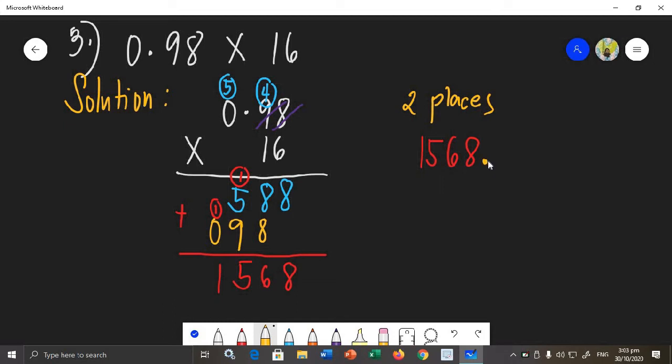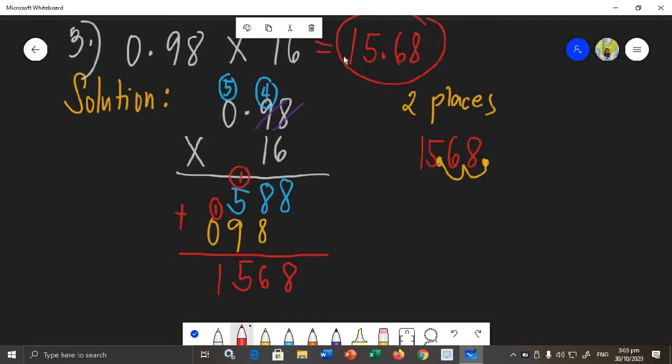So, that will be the movement of the decimal point. Dalawang beses. So, 1, 2. This will be the position of your decimal point. Therefore, ang product natin ay 15.68. This will be your product.